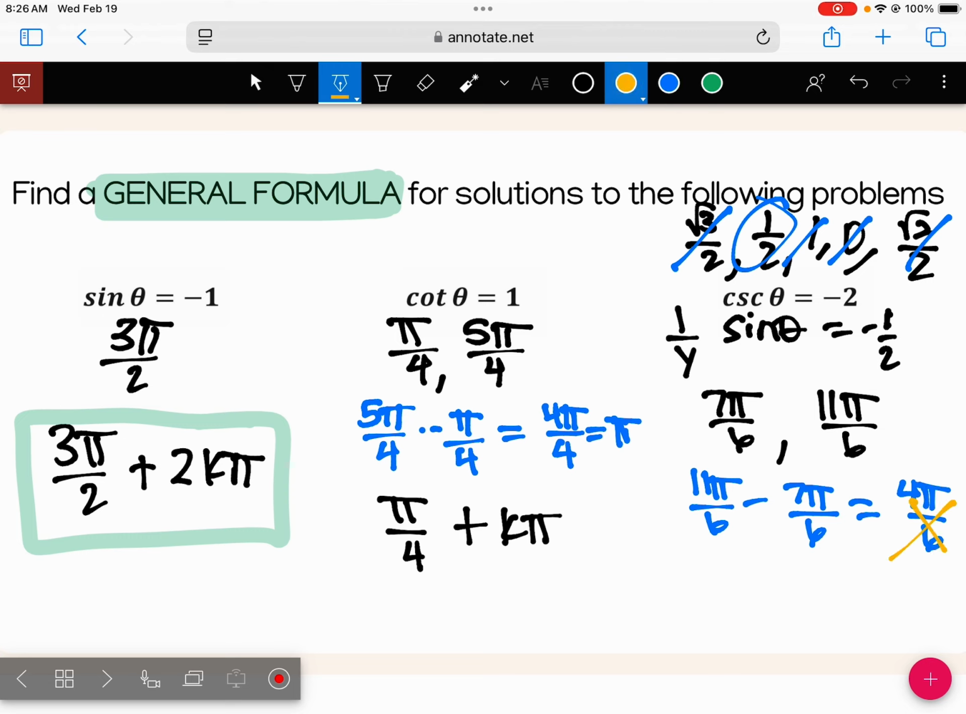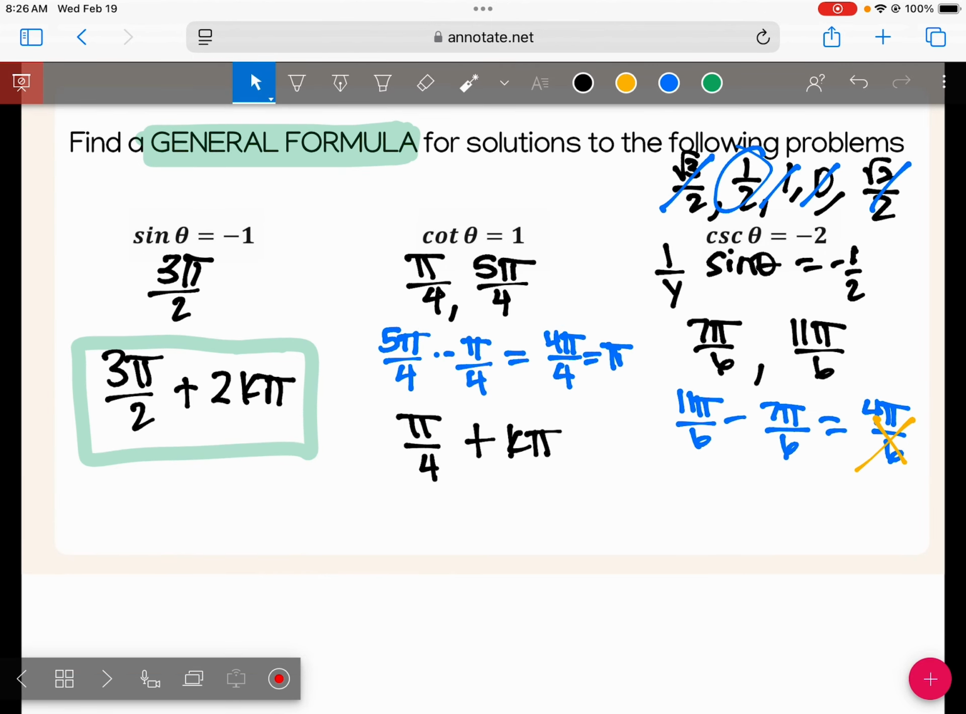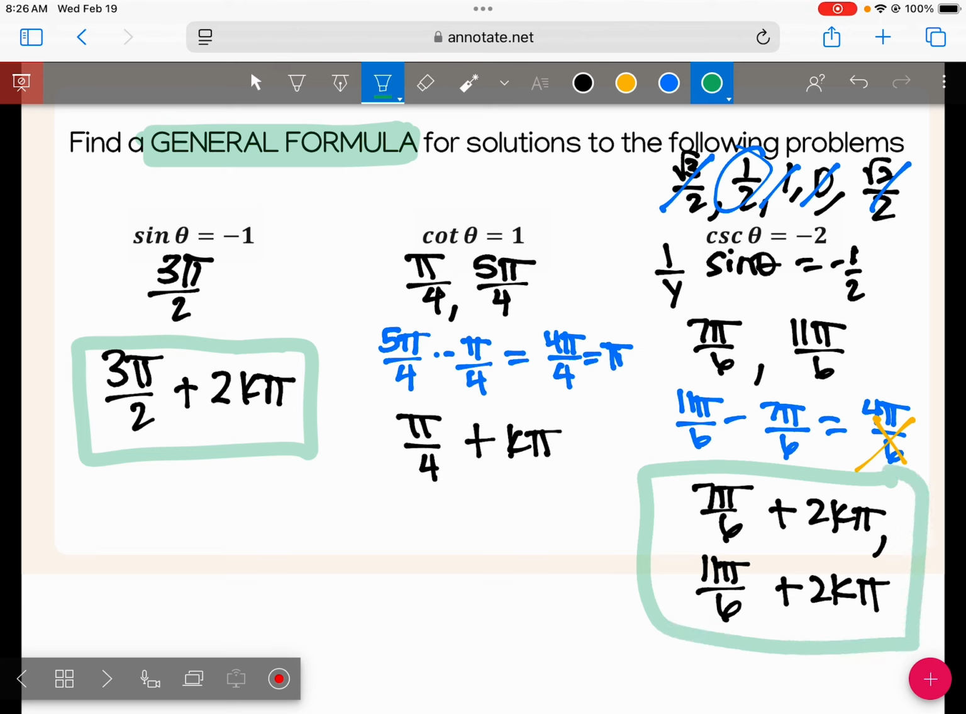That is not pi. So our only option on this problem is to write them separately. So you'll write 7 pi/6 plus 2k pi, comma, 11 pi/6 plus 2k pi. And that's your answer. So you could have written this problem in the same way we just wrote this cosecant equals -2. However, it's more correct, I guess, if you wrote it the way that we did.